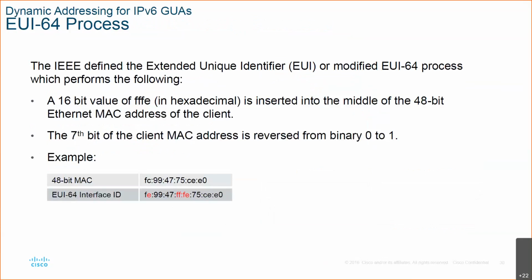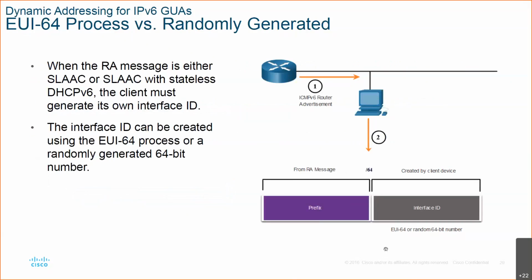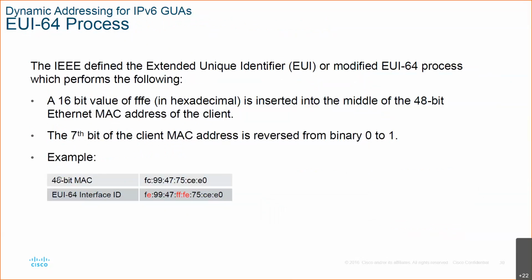Yeah, this is what I was talking about. What it does is, following the EUI64 process, if this is your 48-bit MAC, remember your host portion is 64 bits. You cannot just copy your 48-bit MAC address. You have to change this 48-bit into 64-bit. So it will get your MAC address.